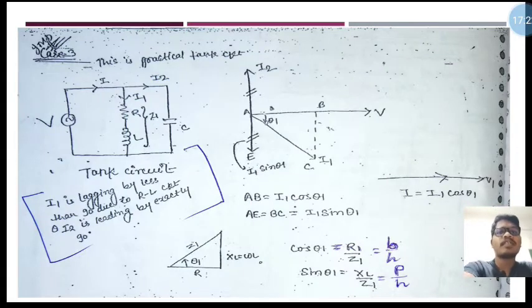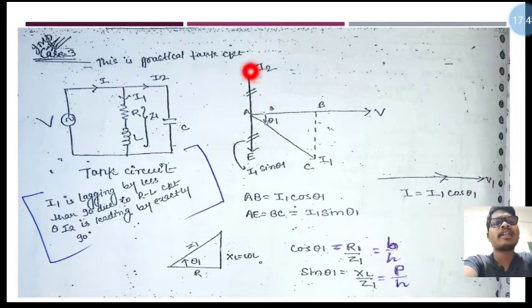Now come to case number 3. Here we consider the inductive element and the resistor element in series, with a parallel capacitance. Here two currents will be divided, and the total current is I and the voltage source is V. Here also the voltage is taken as the reference phasor, and the current will be leading.